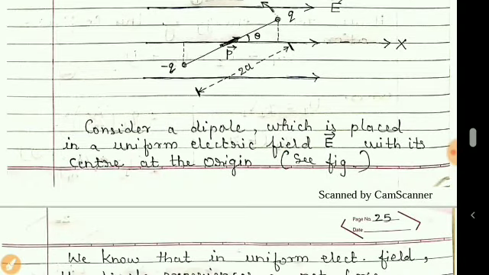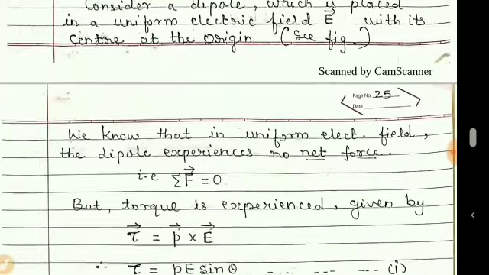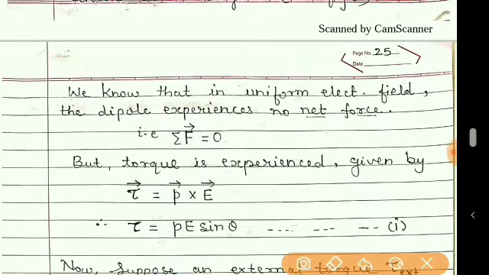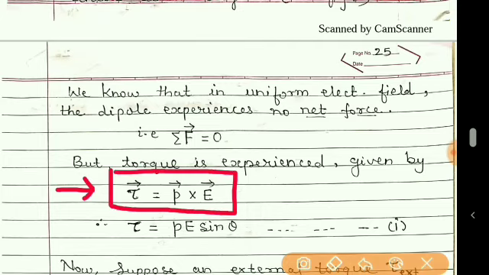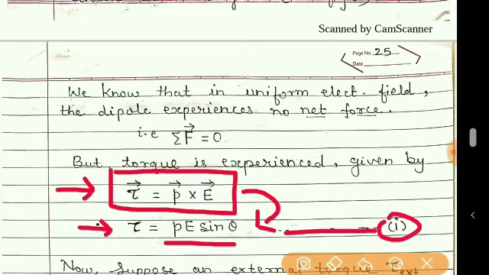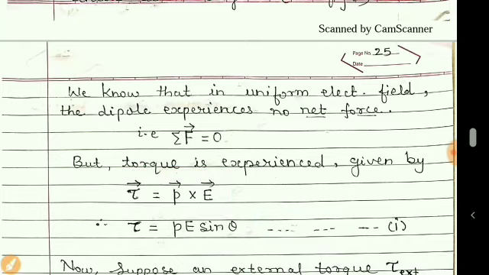We know that torque acts on it, and we know the formula which we have obtained in chapter 4 is tau is equal to P cross E in vector form. If we remove this cross product and only write the magnitude of the torque, then it is PE sin theta. So here we have given this equation number 1. Now let us see the figure.